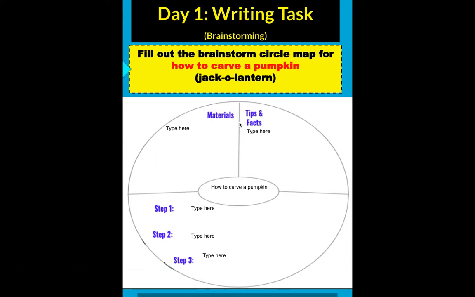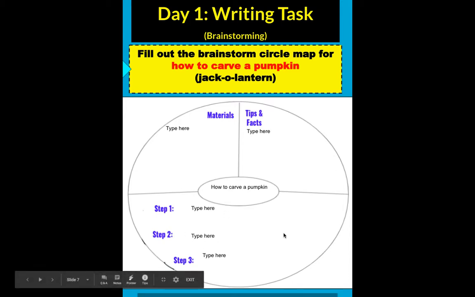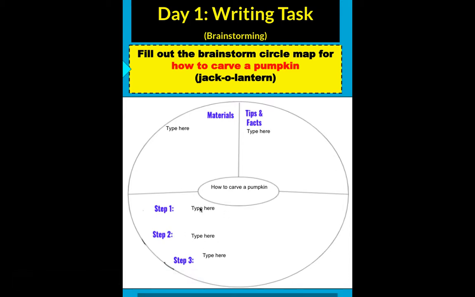You want to think about every single piece of material that you're going to need, and you're going to type that here. You're going to think about any facts or tips or anything interesting maybe that you learned from your sources or that you know, and you're going to include that over here under tips and facts. And then think about the 3 basic steps. If you had to break it down into just 3 very basic steps, what would you say those are? Okay, and remember, we don't need a whole lot of detail here. This is just to brainstorm and get all your ideas from your head onto this circle map.